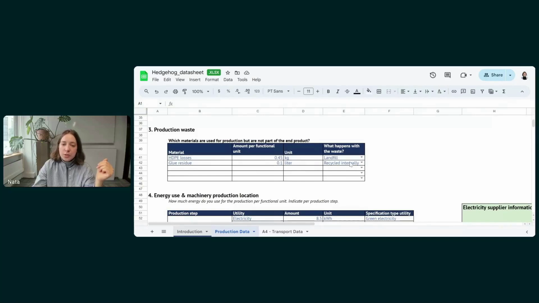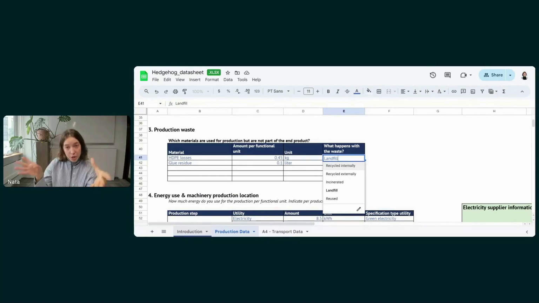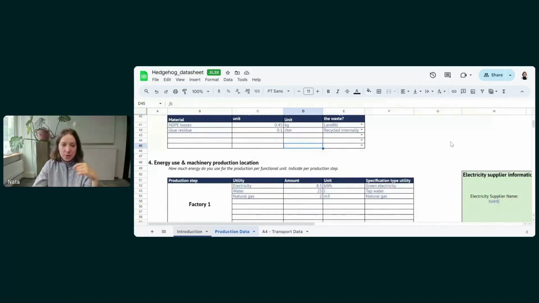And we also want to understand what happens to the waste. How is it discarded? Is it landfilled? Is it just thrown in a general bin? Is it recycled externally, so sent to a recycler that you collaborate with? Or maybe it's recycled internally, just goes back into the production. We want to understand what happens to that waste.